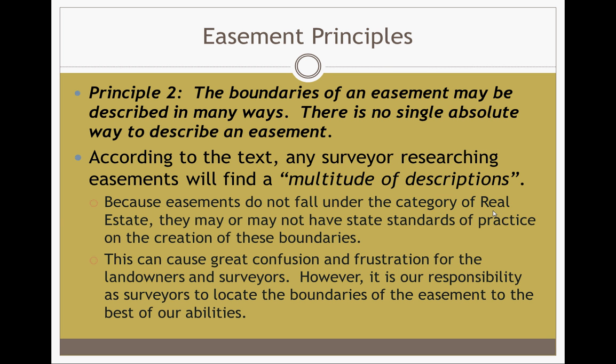Now, different states have different laws and different ways of looking at easements, and even different counties and different local municipalities have different ideas on easements. And this can cause great confusion and frustration for the landowners and for the surveyor, because remember, we're supposed to be going back and locating boundaries and retracing things and doing evidence and research. Well, we may not have any evidence and research to find, or the descriptions may have changed so much that the intent of the easement is lost. However, it is still our responsibility as surveyors to locate those boundaries to the best of our ability.